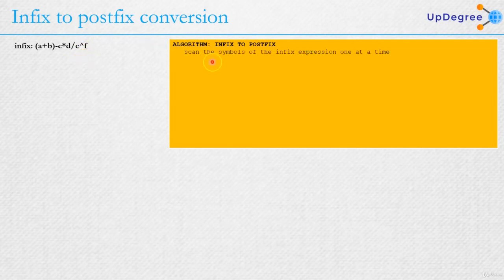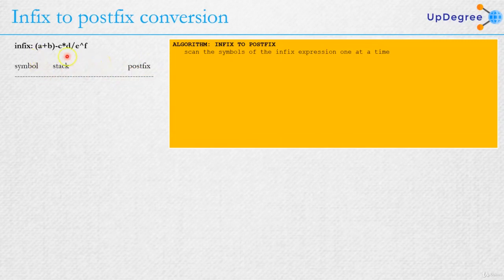Firstly, we will have to scan the symbols in the infix expression one at a time. We are going to read from the leftmost symbol of the infix expression, one symbol at a time, and perform some operations and go on till we reach the last symbol of the infix expression. We are also going to use a stack to keep some things in between, and eventually we are going to build a postfix expression which is equivalent to the given infix expression.